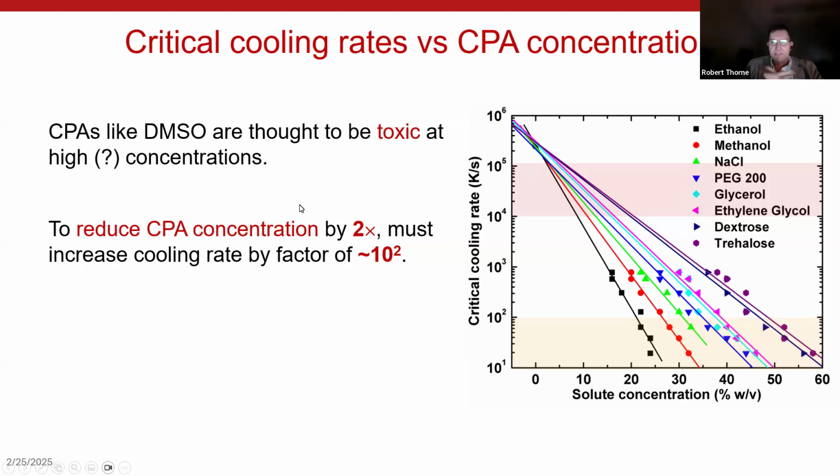So if you want to reduce the CPA concentration by a factor of 2, it turns out you're going to have to increase the cooling rate by 2 orders of magnitude. Okay, so it's a pretty steep variation in critical cooling rate with concentration. So if you want to do much better than we currently do, you really got to jack up the cooling rates.